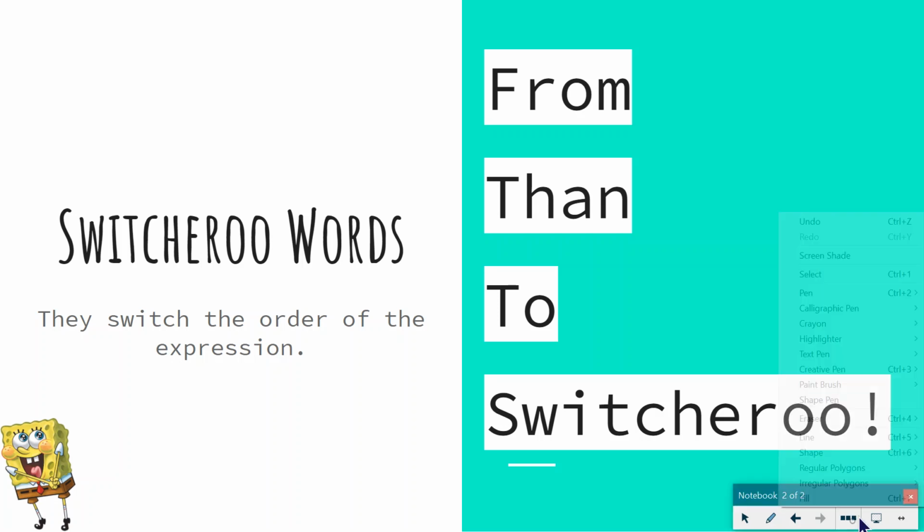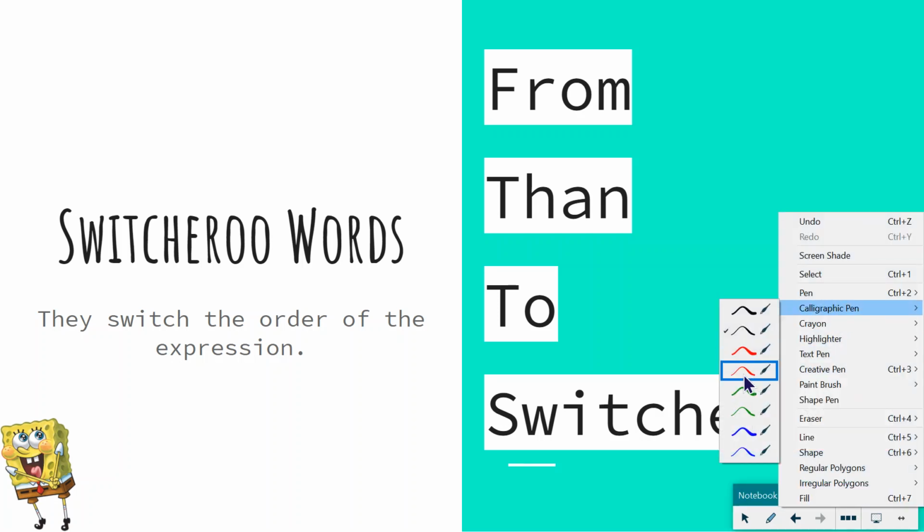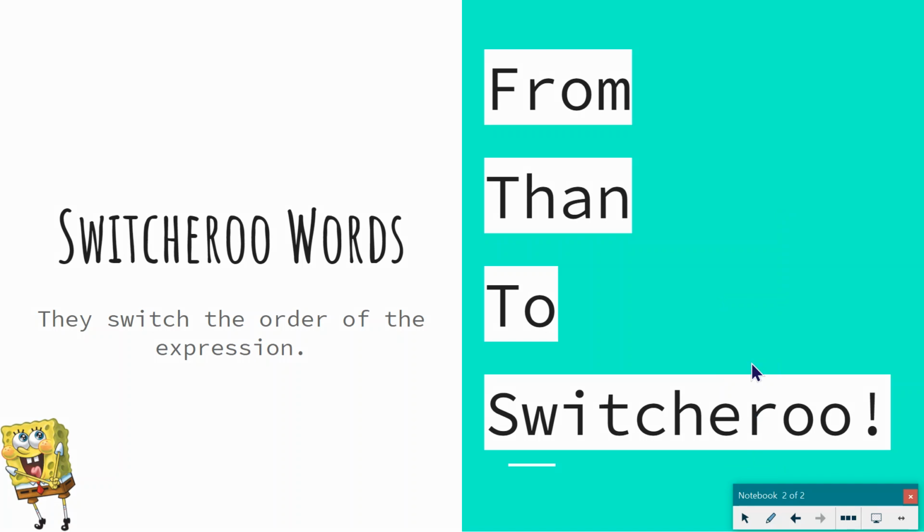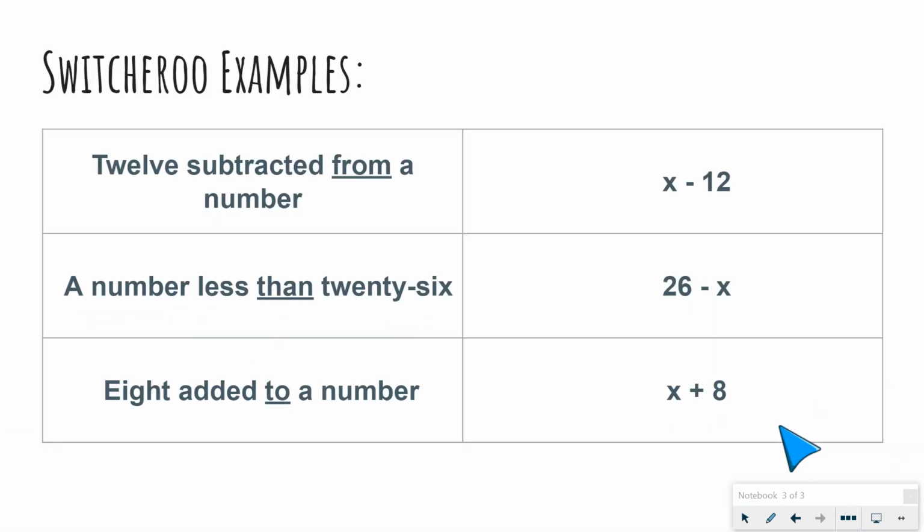When we're translating, we have to look out specifically for certain phrases because they tell us, either based on grammar or based on math, very specific things to do with the expression. So from, then, and to are our switcheroo words. From, then, to all tell us that actually the order of the expression is going to flip. And I'm going to explain exactly what that means here.